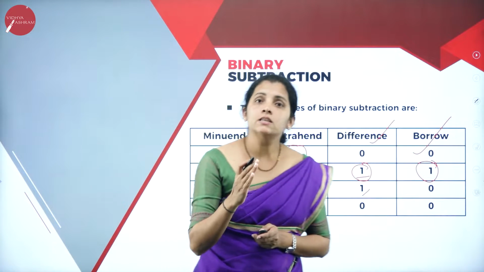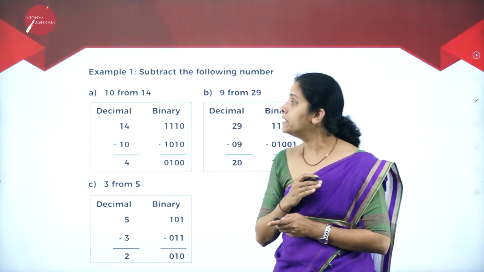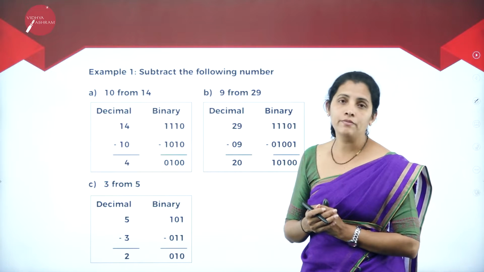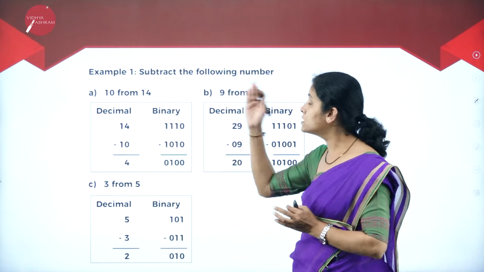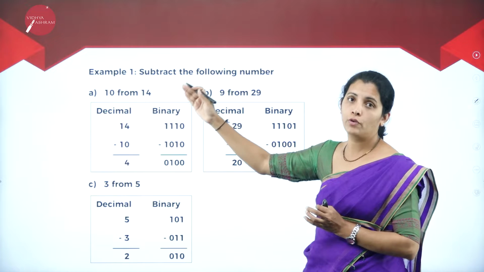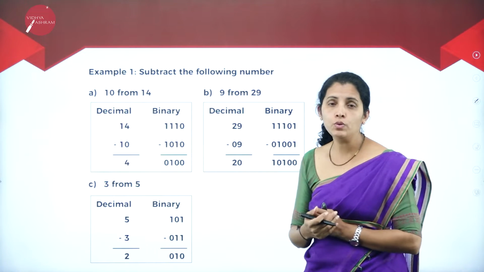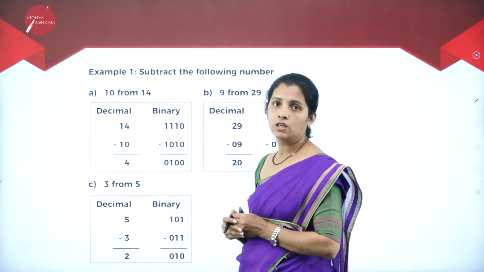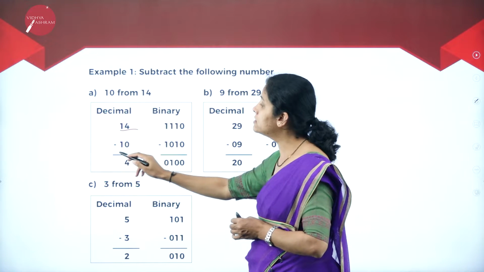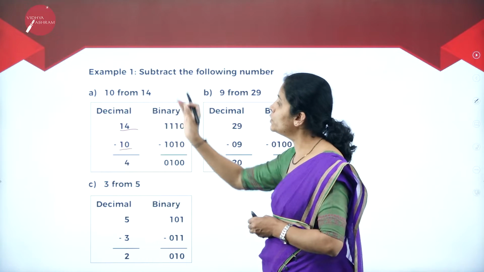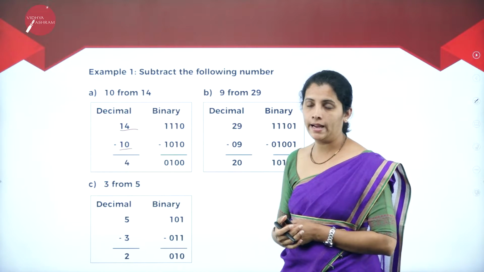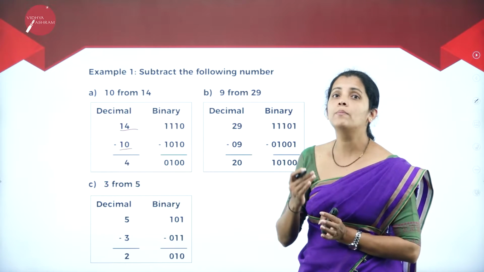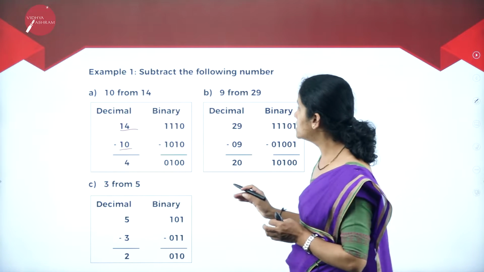Anyway, let's start with an example. I want to subtract 10 from 14. So I'll write 14 first, then I'll write 10, and I'm going to write the binary equivalent. Now I have written the binary equivalent, and I'm going to perform the binary subtraction.